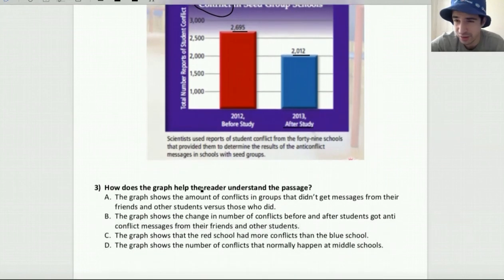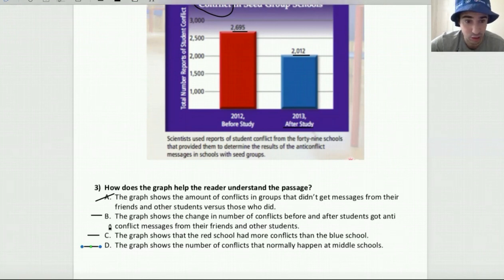Let's see how this helps me understand the passage. Let's see what answers the best. A, the graph shows the amount of conflicts in groups that didn't get messages from their friends and other students versus those who did. Nah, not really. The graph shows the change in the number of conflicts before and after students got anti-conflict messages from their friends, right? Before and after. B, the graph shows that the red school had more conflicts than the blue school. The red has the more conflicts. C, the graph shows the number of conflicts that normally happen at middle schools. Yeah, it does talk about number of conflicts.